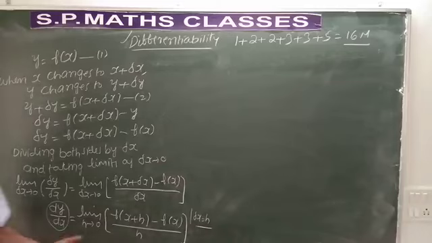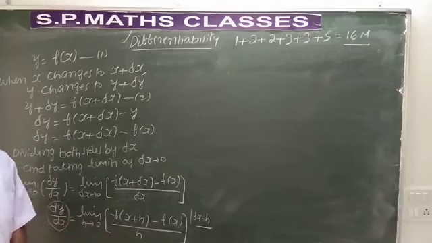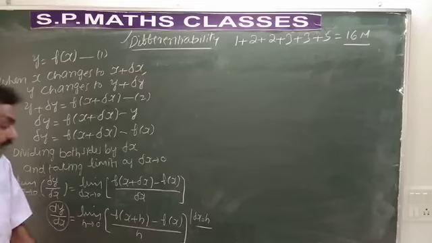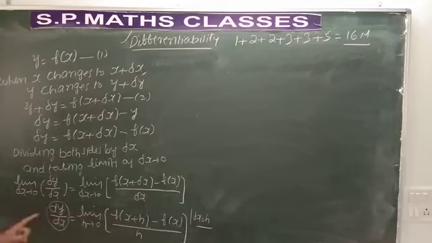Last year you have solved problems on how to derive a function using first principles. You have derived the derivative of sin x, cos x, and so on, and it was asked for 3 marks in the first PUC. We have used this formula. This dy by dx is also denoted by f dash of x.